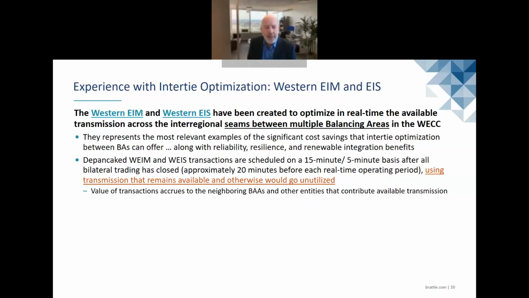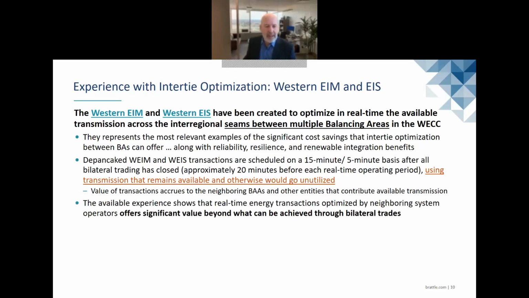The Western imbalance markets, both the CalISO version, the EIM, and the SPP version, the EIS, have been created to optimize in real time the available transmission across the seams between multiple balancing areas in the West. Obviously, this does more because it's a SCED, a region-wide security constrained economic dispatch method, so it's a full optimization. But the prime motivation is that any transmission that remains available in real time after bilateral trading closes is being optimized in these markets. And the value of these market transactions accrues to the neighboring balancing areas and any entity that contributes transmission that can be used for this type of optimization.